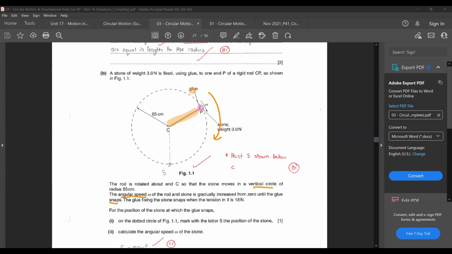Just now I mentioned to you, usually the tension at the bottom is the largest. So where it snaps, it will usually be at the bottom. It will snap right at the bottom, below the center. So this is where you want to mark your position where the glue snaps. So this is S.